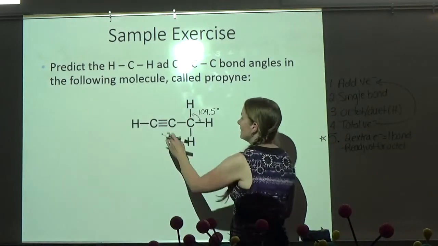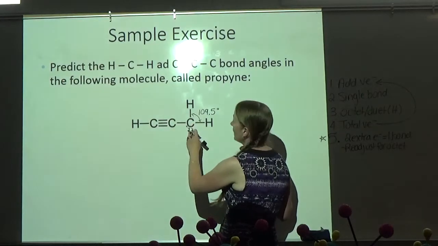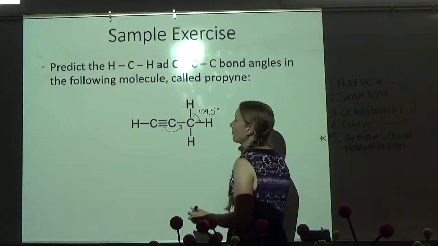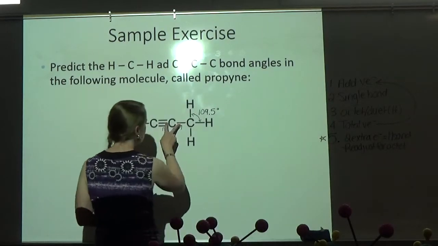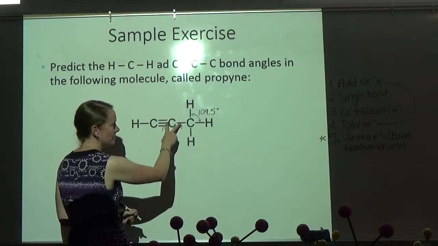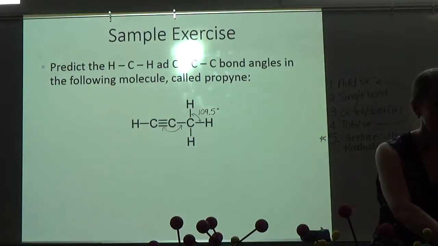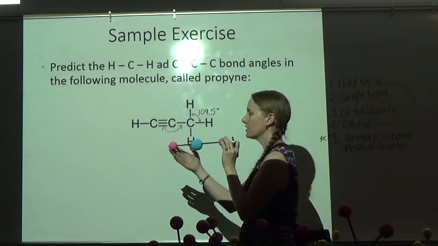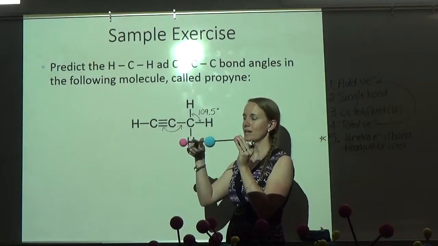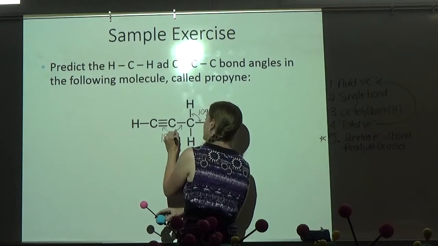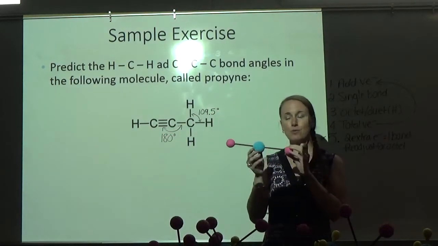All right, then it says the CCC bond angles. So in other words, we're looking right here. Well, here we have 2 bonding domains. 2 domains, the only option for that is linear. So there's no guesswork here. A straight line is always 180 degrees. So that would be a 180 degree bond angle right there.